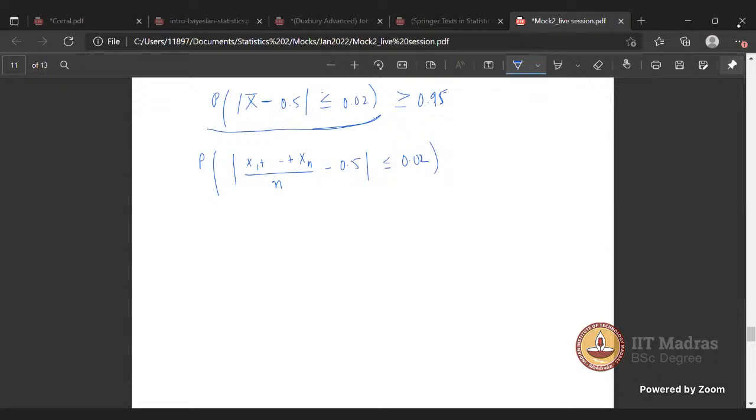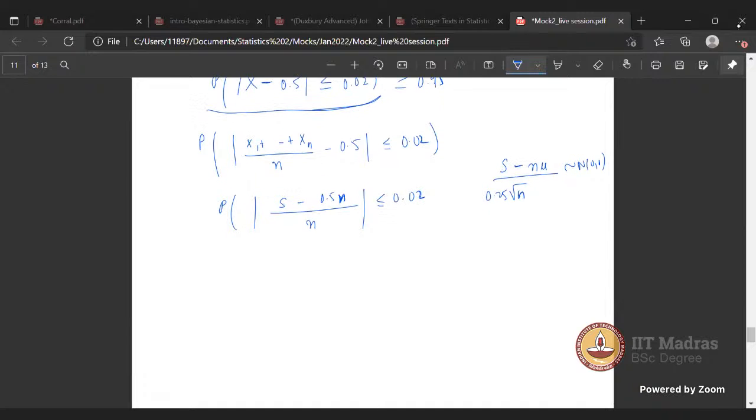So I take n to the other side and I will get this probability: S minus 0.5n divided by n, 0.02. So using CLT, we know that S minus n mu upon root of n times sigma, where sigma is 0.25, should resemble normal 0, 1.